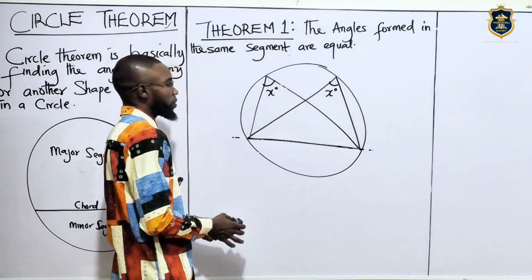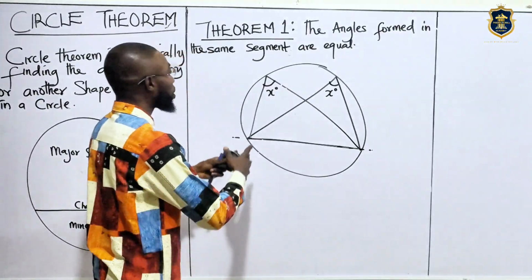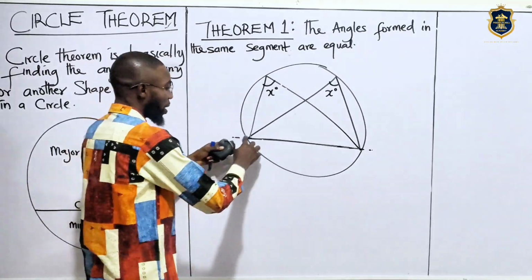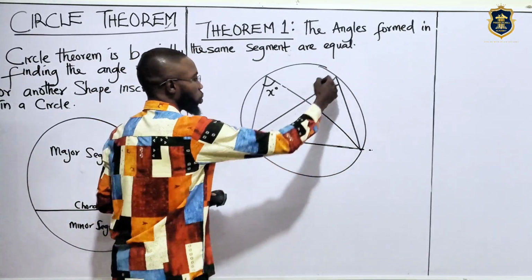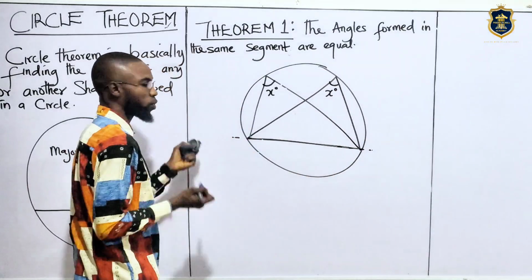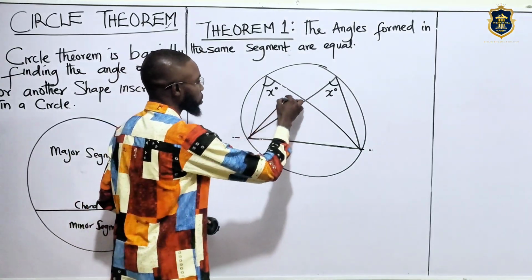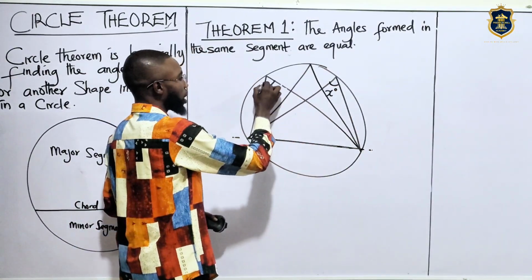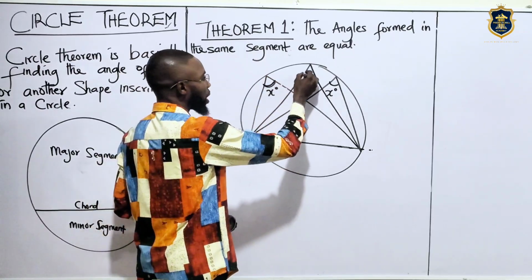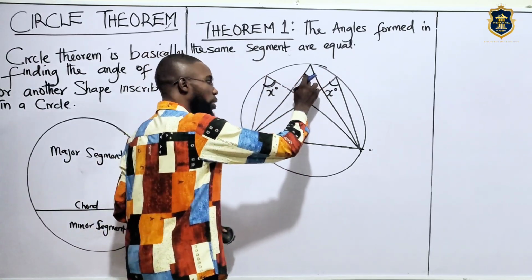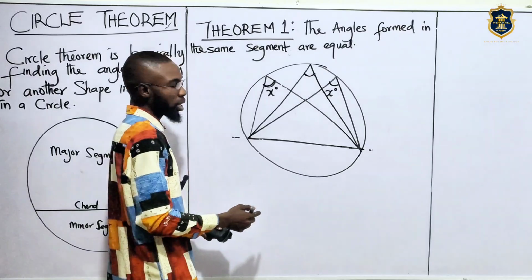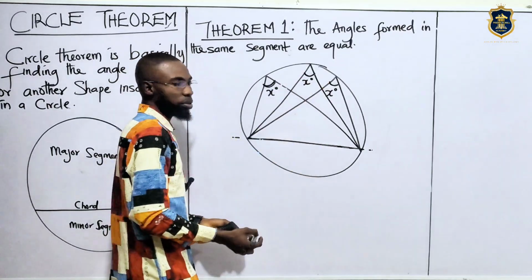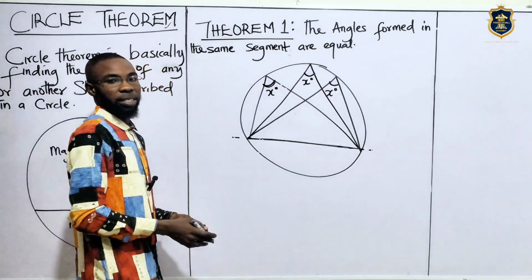So we said for angles formed in the same segment, the angles are always equal to each other. Even if we want to add another angle, for instance, let's assume we are adding another shape to it, the angle formed here must be equal to the angle formed here, and this angle formed here must also be equal to this angle formed here. So if this angle is s degrees, it also means that this angle as well is s degrees, and this angle also is x degrees.